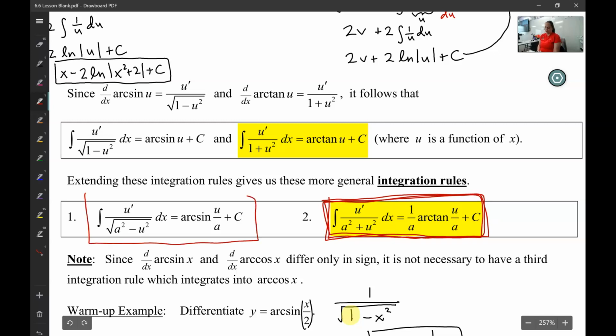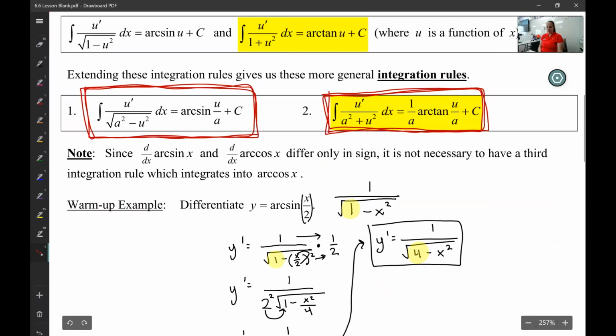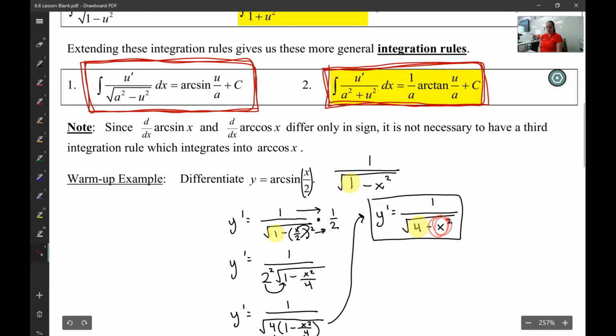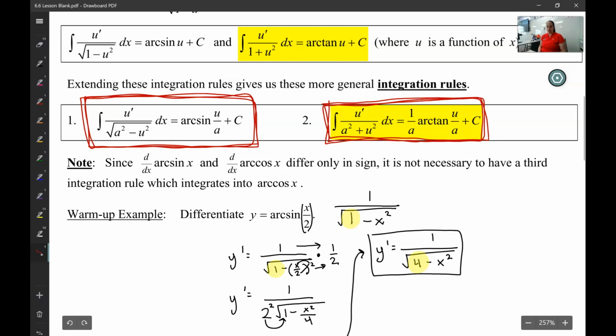And here is your sine version. Now let's talk about these rules really quickly. First off, notice that arctan has a 1 over a in front. Arcsine does not. Second, your u is always your variable. U is your variable. A is your constant, whatever number. So in the example we did down here, this would be u, this would be a. That sort of thing. So now we have these two rules.